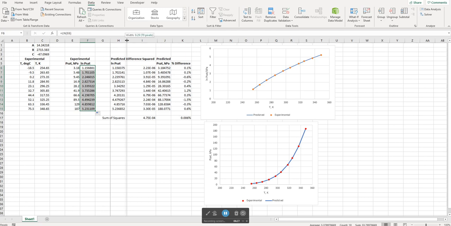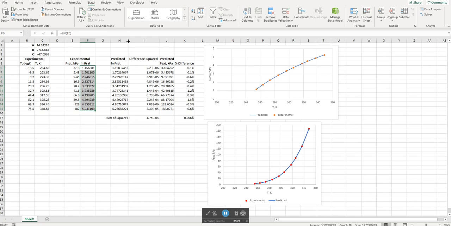Now, what I want to do is figure out the predicted value. What I'm doing here is setting up my least squares fitting of these data. This is going to be a nonlinear regression because it's a nonlinear equation. So if I look at my equation for the Antoine equation, I've got three constants. I've got A, B, and C.